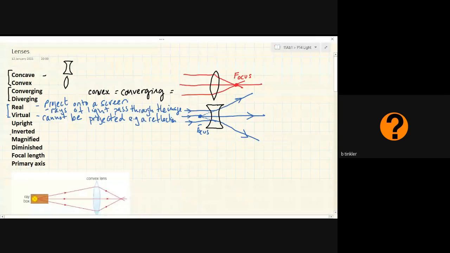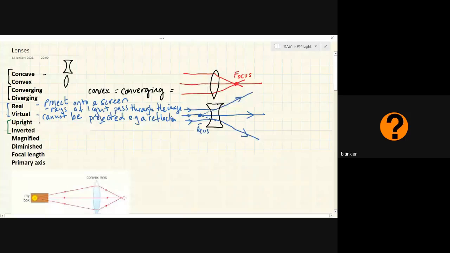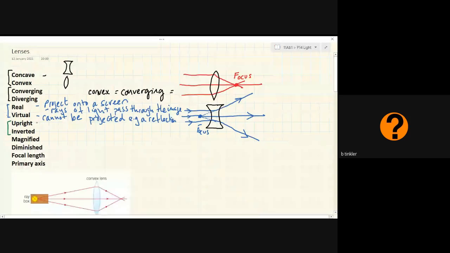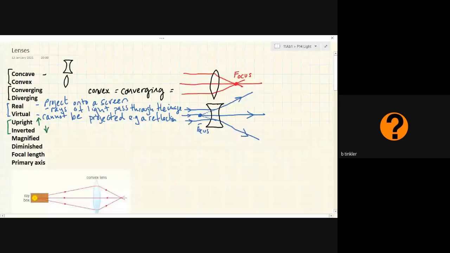An image can be upright or inverted, and that's easy. Upright means it's the right way up, and inverted means it's upside down. Okay, so for example, if you've ever looked through a telescope, most telescopes form an inverted image. You see something magnified through the telescope, but it's upside down. Next to.